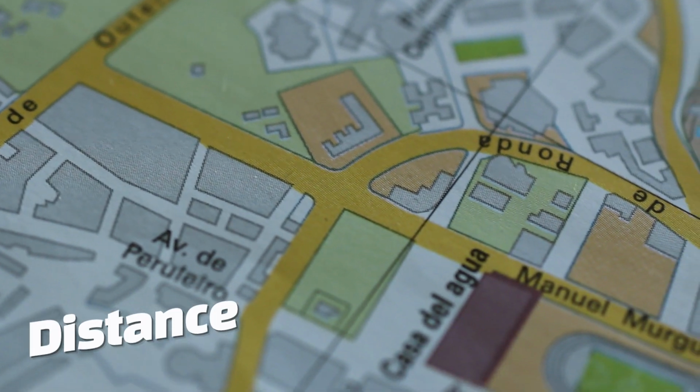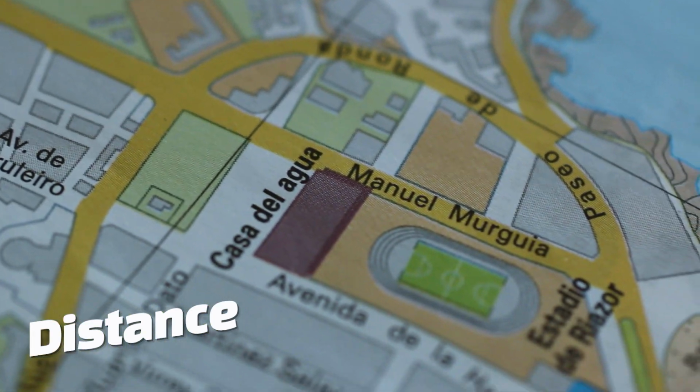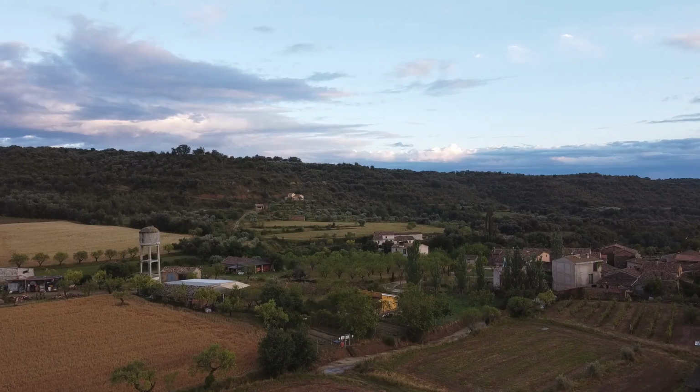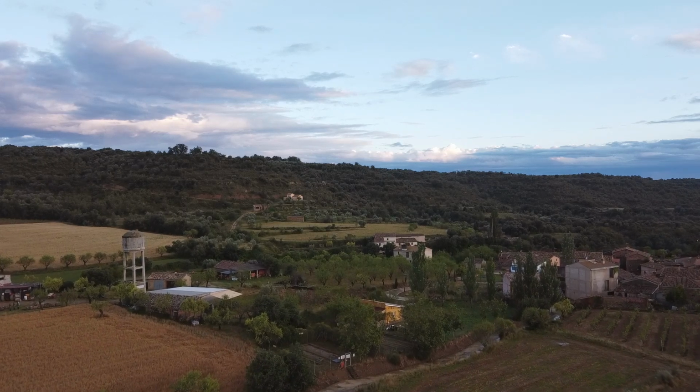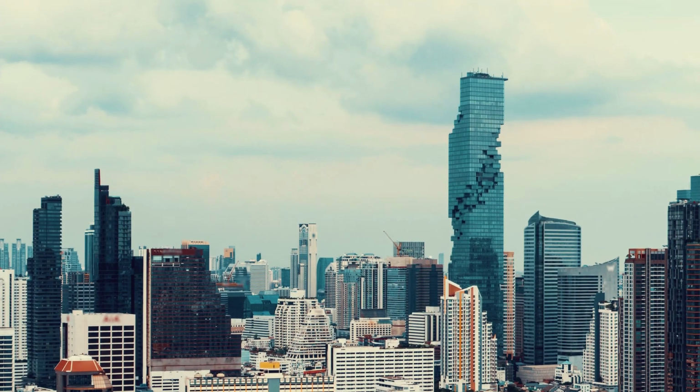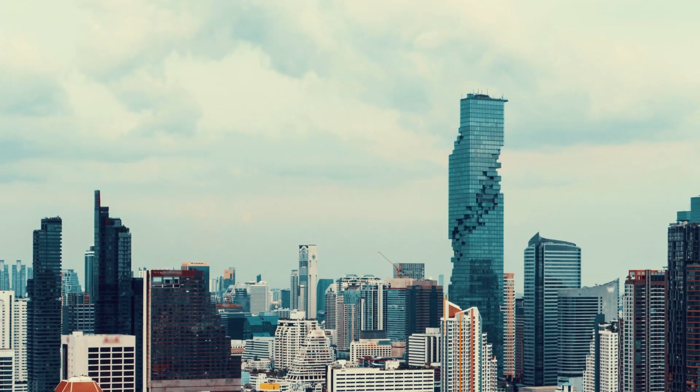The first thing you should consider is distance. You want your sales comp to be as close to your subject property as possible, ideally within a mile, but this may change depending on your market. Now, if you're in a more rural location, then this radius is a little bit larger. If you're in a densely populated area, then it may need to be smaller.